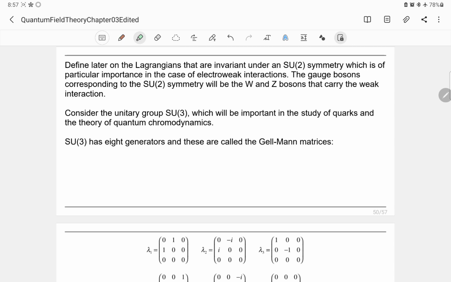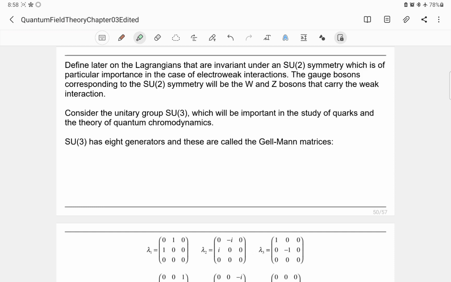Later on, we will do some Lagrangians that are invariant under SU2 symmetry, and this is of course very important in electroweak interactions, and we'll be able to make a correspondence of the generators to the particles W plus, W minus, or Z boson that carry the weak interactions.